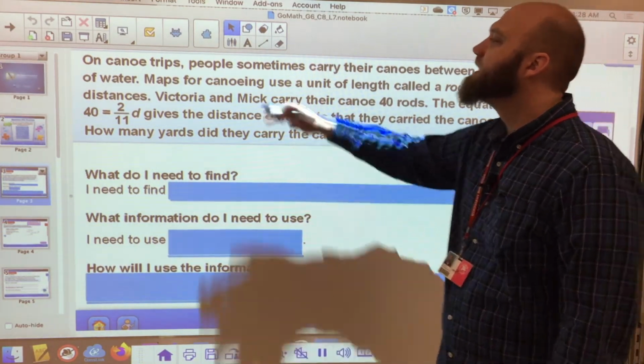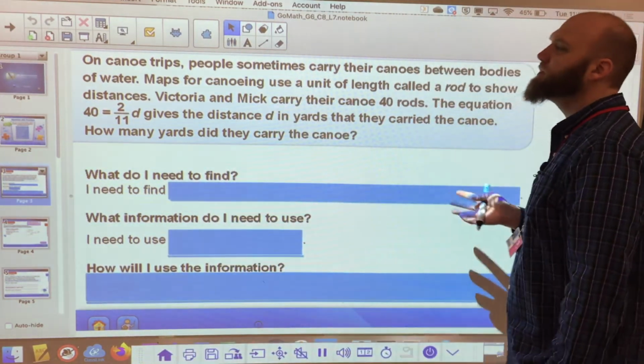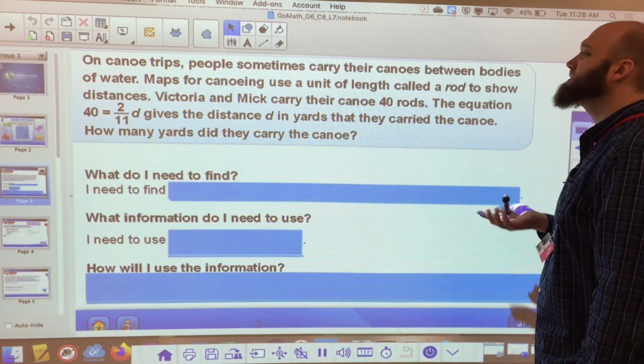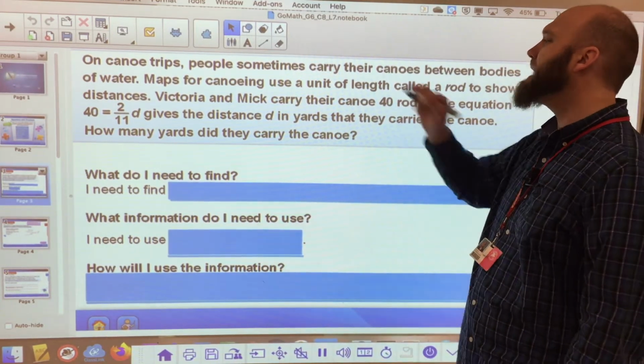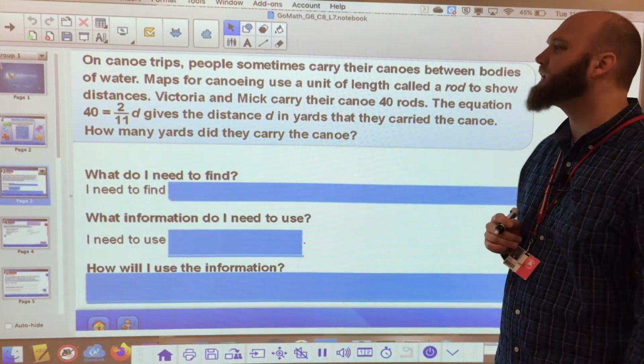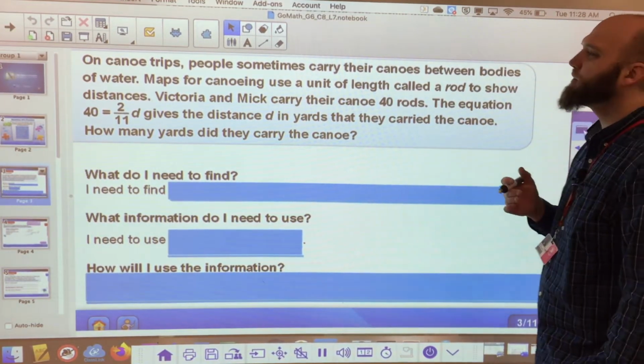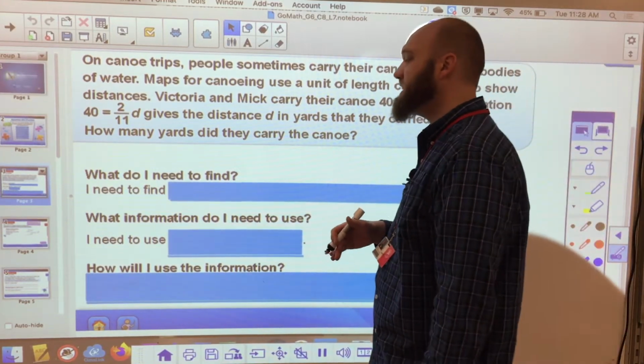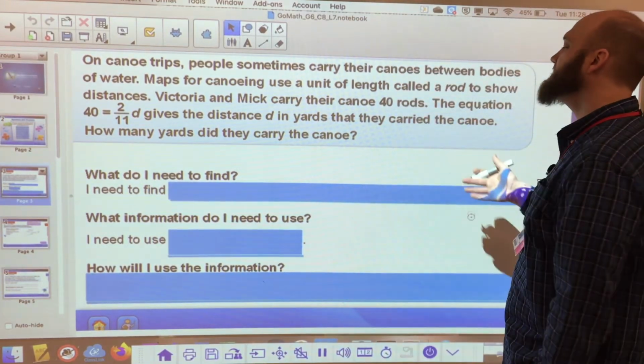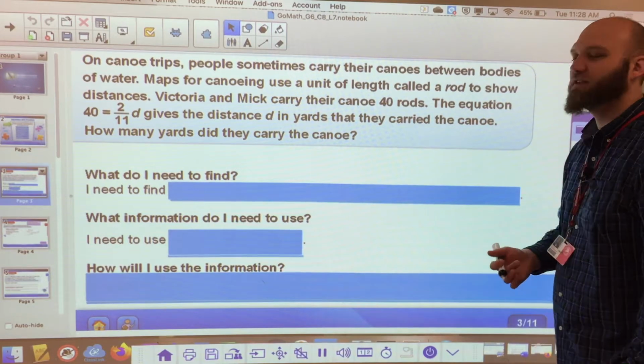Take a word problem like the one in your book here. On canoe trips, people sometimes carry their canoes between bodies of water. Maps for canoeing use a unit of length called a rod to show distances. Victoria and Mick carry their canoe 40 rods. The equation 40 equals 2/11 d gives the distance in yards that they carry a canoe. How many yards do they carry the canoe?